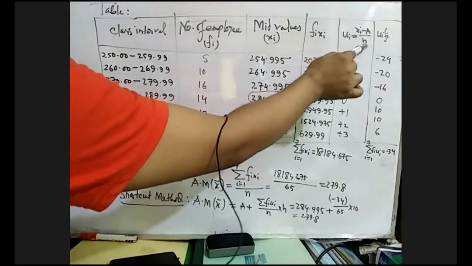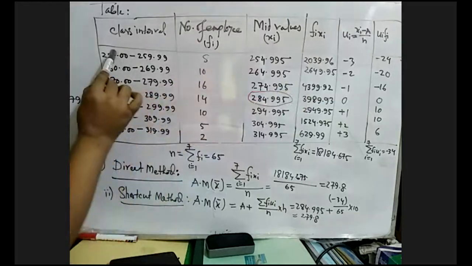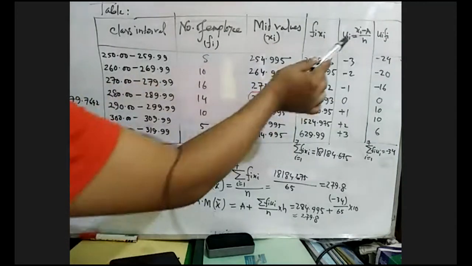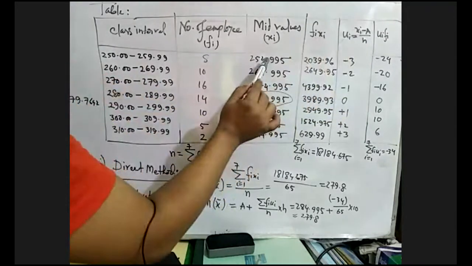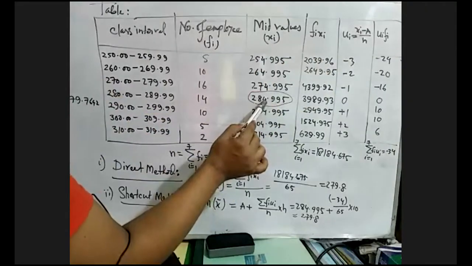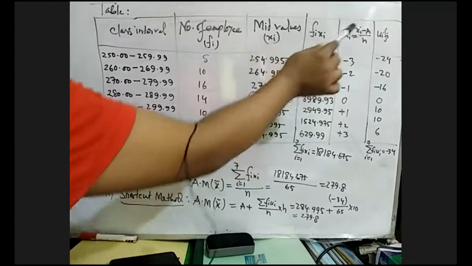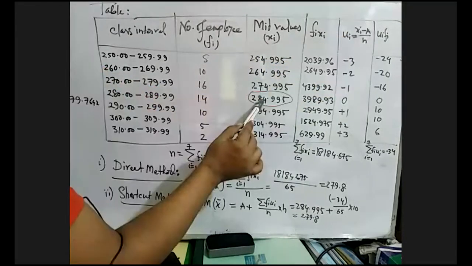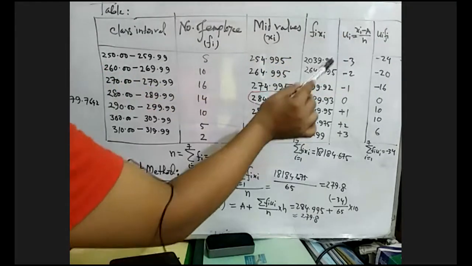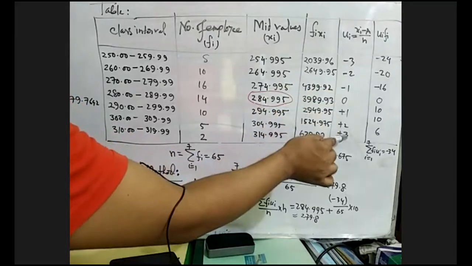So ui equals xi minus a divided by h. h is the length of the class interval, and the length of the class interval is 10. So the first mid value minus the assumed value divided by 10 will be minus 3. The second mid value minus the assumed mean divided by 10 will be minus 2. In this way we get this.